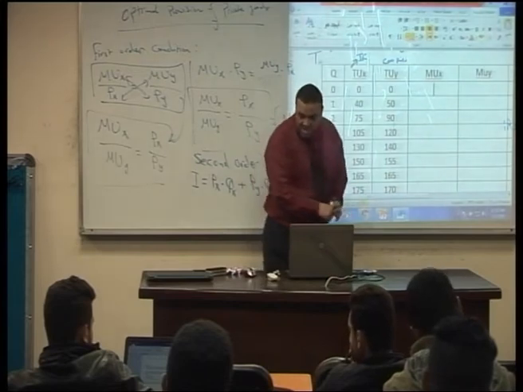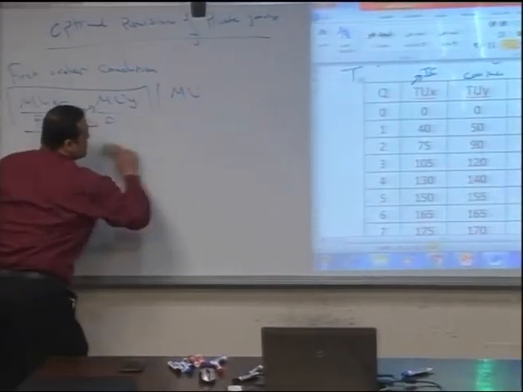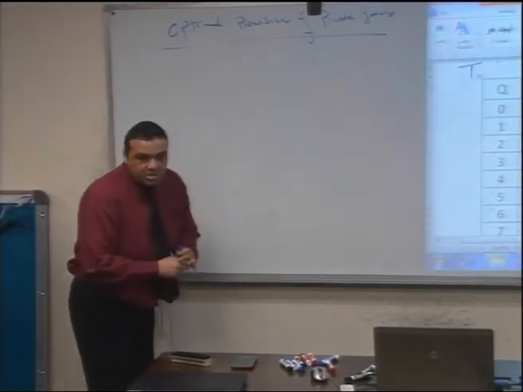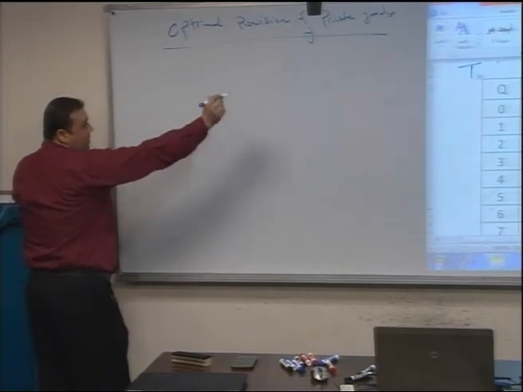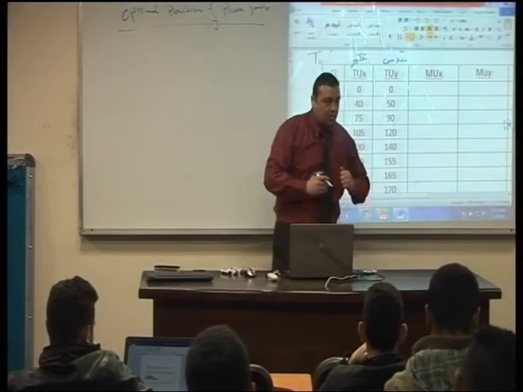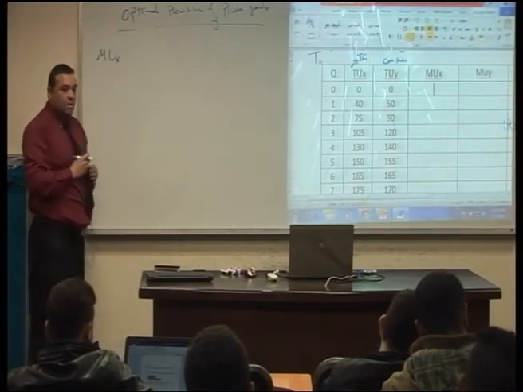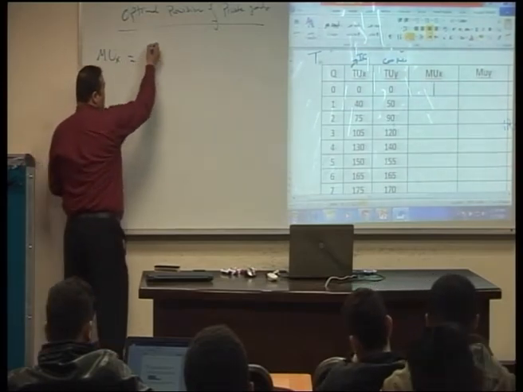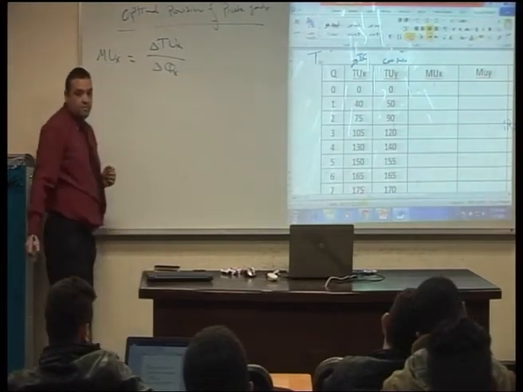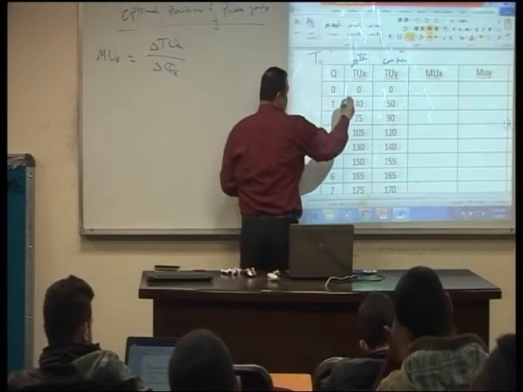So how much is the marginal utility of X? MUX equals delta TUX over delta, or the change in the quantity of X. So I will check the first order condition: the marginal utility of X over the price of X equals the marginal utility of Y over the price of Y. So we have to calculate the marginal utility of X. The marginal utility of X formula equals the change in total utility of X over the change in the quantity consumed of X. In this example, the income is given.